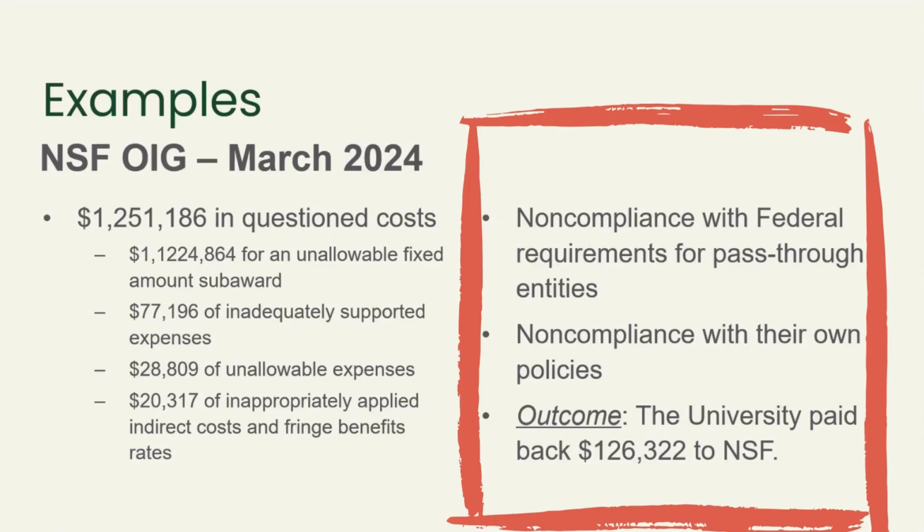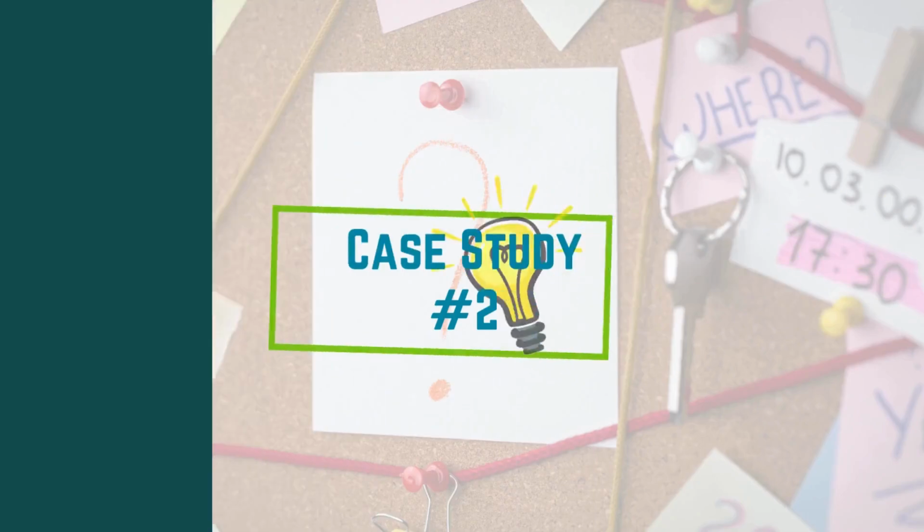And then the inadequately supported expenses and unallowable expenses really did factor into the non-compliance with their own policies. The one thing to really note on this one is that the university only paid back $126,000 out of the 1.2 million. So they were able to argue, and it's not a negative argue, we consider these more conversations, but they disputed, which is probably the better term, that the fixed amount subaward was approved and allowable and should not have been one of the findings. Through the negotiation process, they came to agree to pay back the $126,000 to NSF. I think we talk about it later, but these are conversations. Just because there are findings doesn't mean you have to pay everything back. So we'll go to the next example.